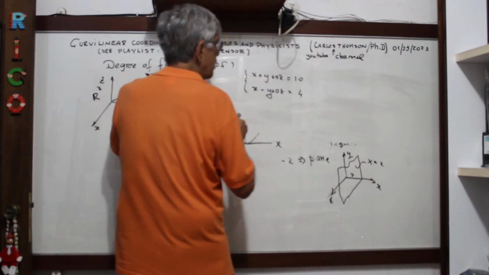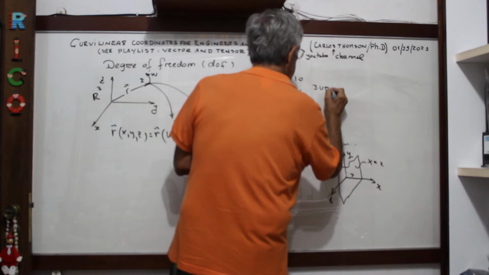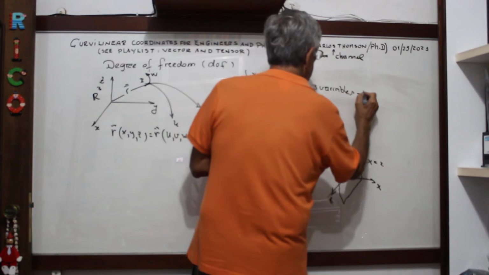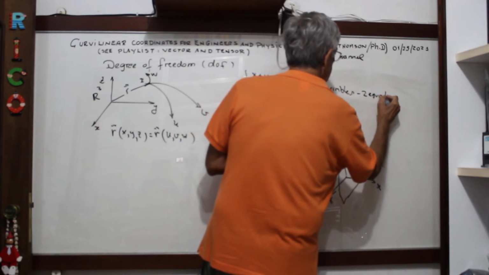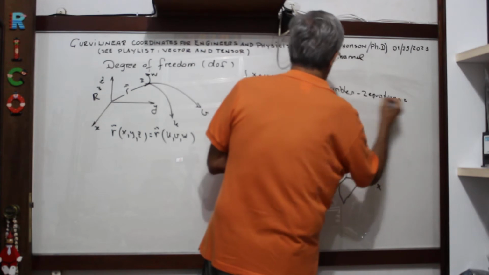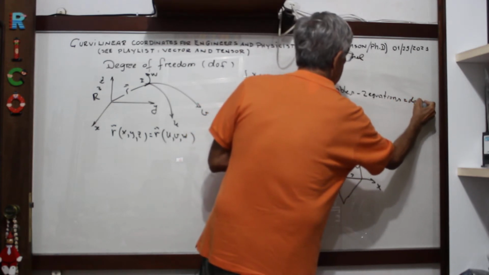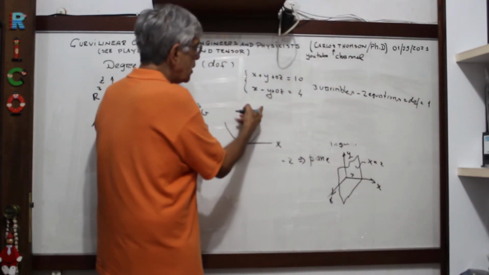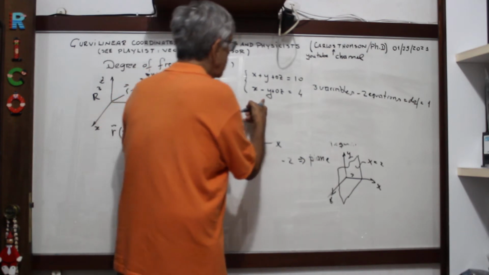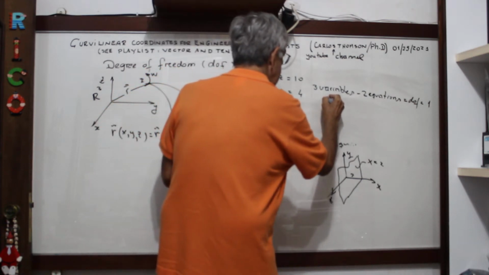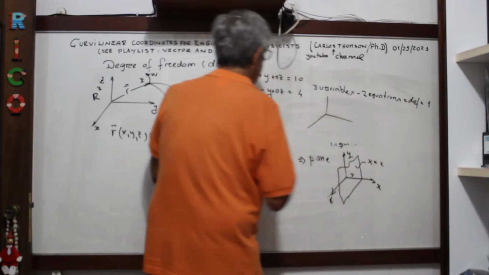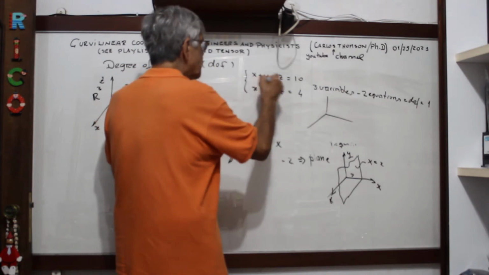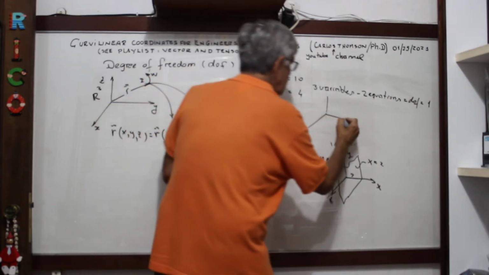We have three variables and two equations. So the degree of freedom is equal to 1. It's interesting because you can see on a graph, okay? You see I have the intersection of these two here.